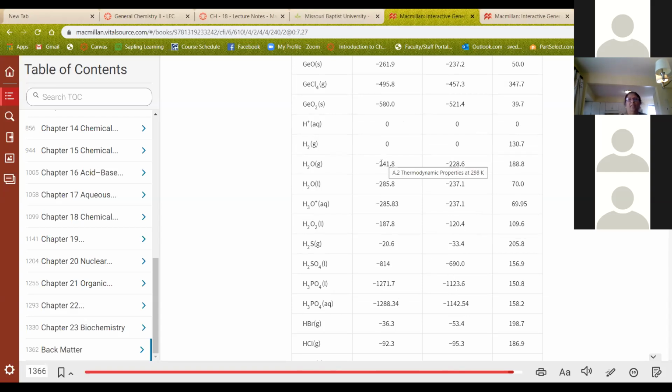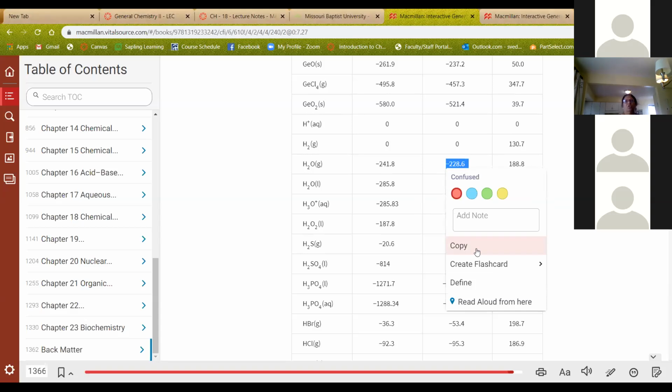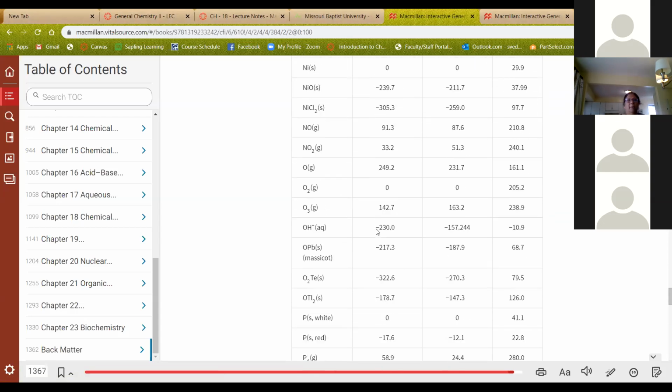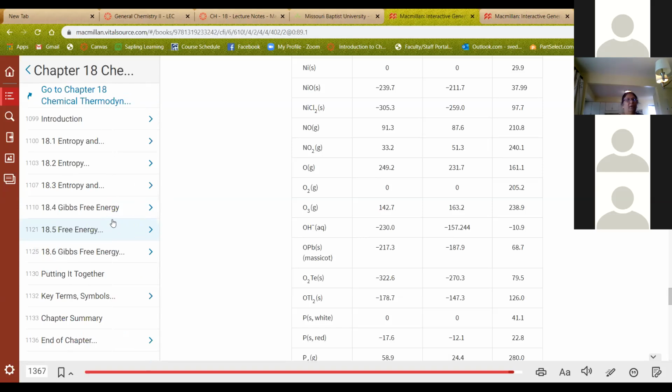And then for water gas, write these down, we need delta G. That's the second column. So it is minus 228.6 kilojoules, okay? And then for oxygen, it'll be the same as for hydrogen because it is an element in its natural state. All right, now I'm going back to, well, let's see if there's anything else I want to show here.